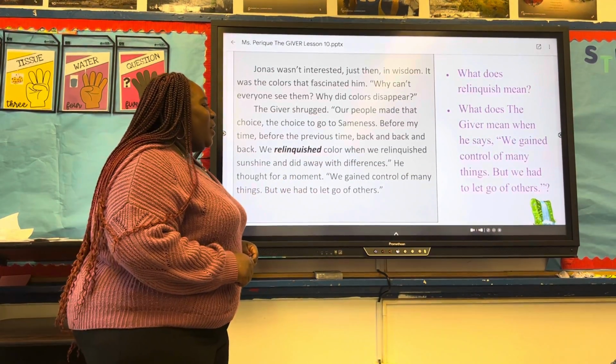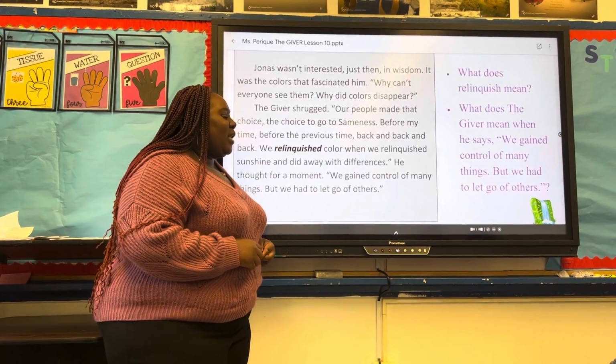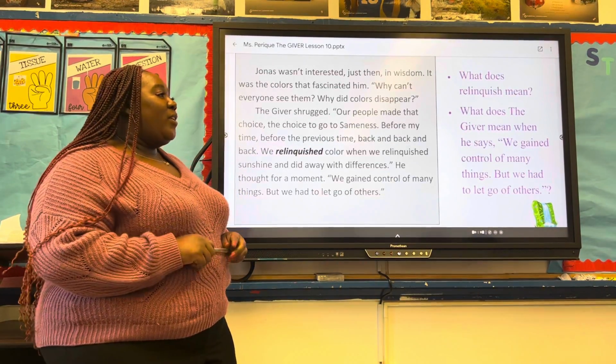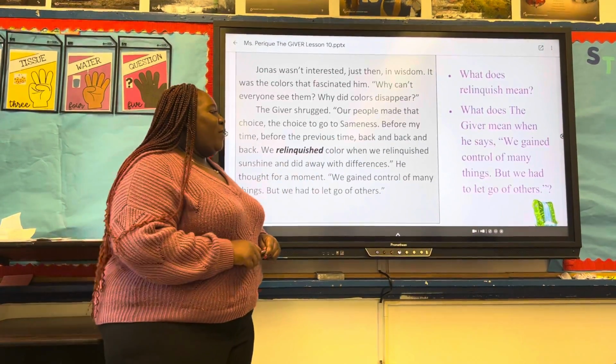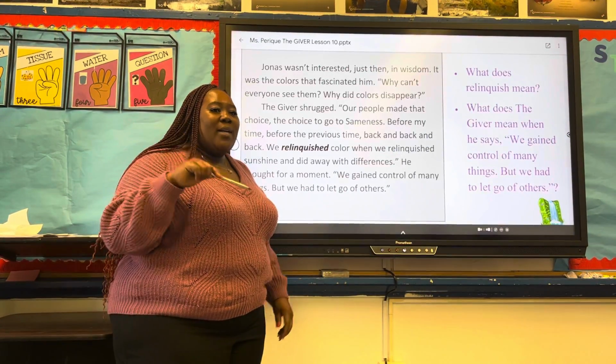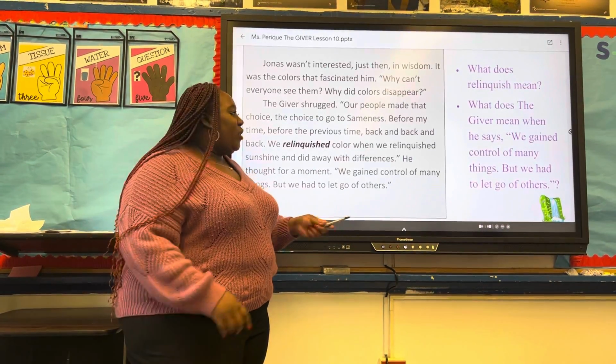What does the giver mean when he says we gained control over many things, but we had to let go of others? Me personally, I think they're talking about the old receiver, because guess what? They gained Jonas as a receiver of memory, but they had to let go who? The other one, right? Because she failed.